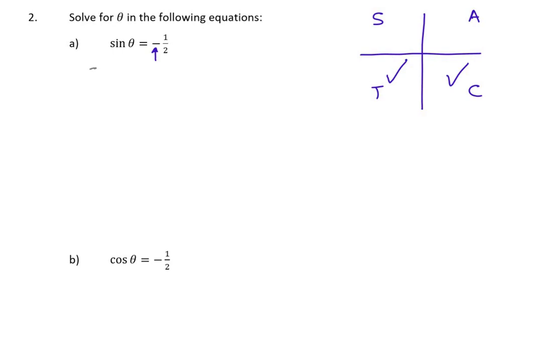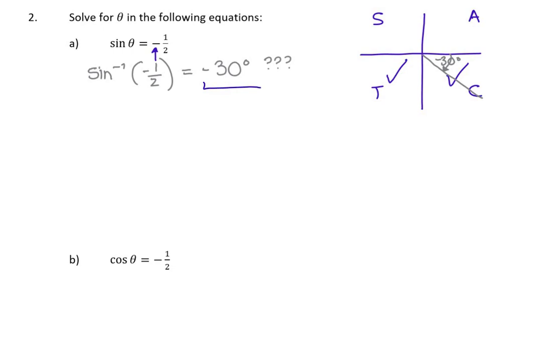So literally, I would pick up my calculator and I would say shift sine of negative a half, as per usual. We don't ever write this down, but just so you have a note on it, shift sine of negative a half, and your calculator gives you negative 30 degrees. And you might be going, what? Where is that? Negative 30 degrees. Remember, negative means you just go in the clockwise direction. And so guess what? Negative 30 degrees is in quadrant 4.